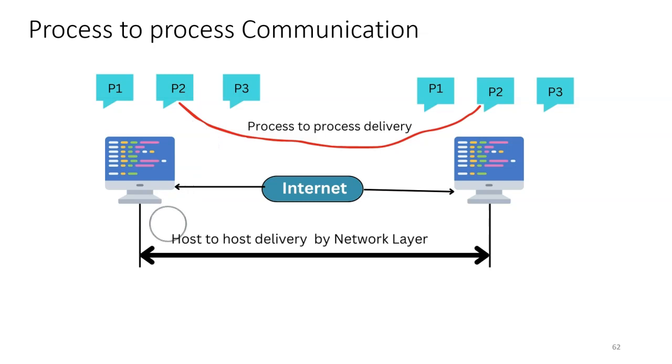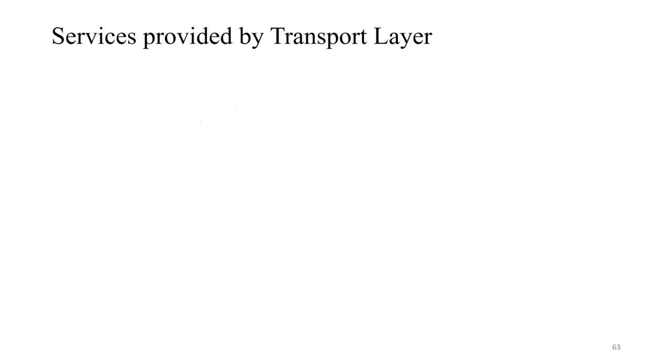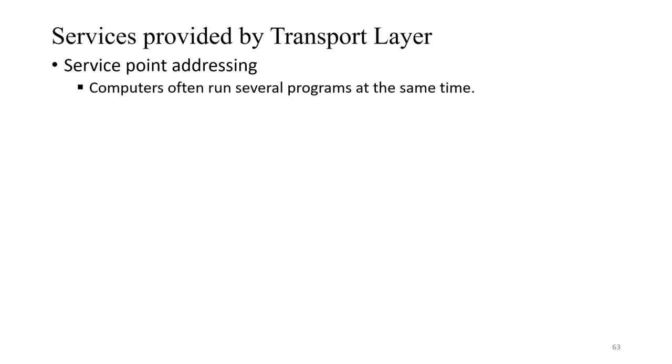And communication between two computers or two hosts is known as host to host delivery, which is performed by network layer. We will see this host to host delivery in the video lecture of network layer. Then next one is the service point addressing. So service point addressing and process to process communication are interrelated with each other.